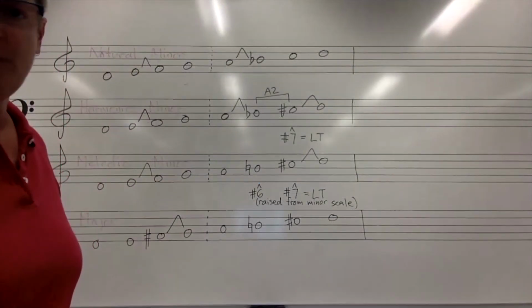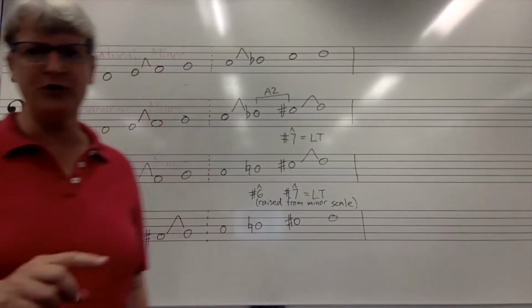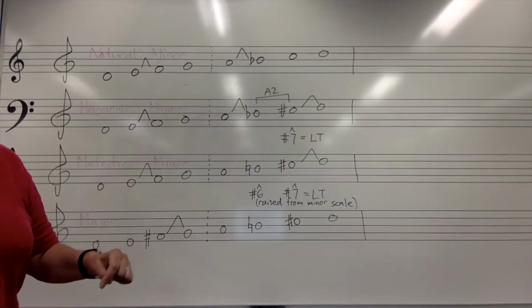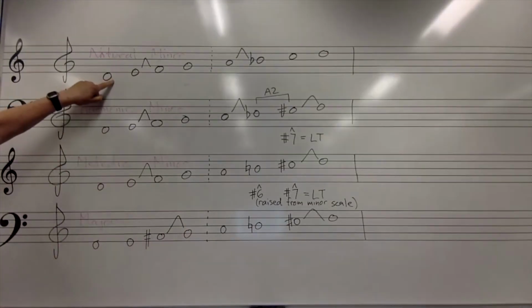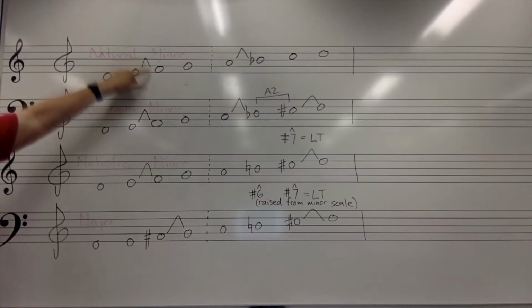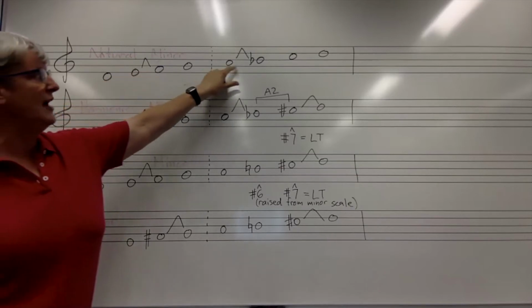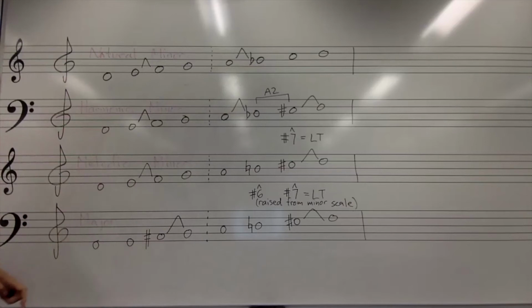I've put up on the board here 4 scales, all starting on D. And these are mostly the scales that we've been talking about. Here's the natural minor scale. And I've used this little bent line to show where the half steps are. So the half steps are between 2 and 3 and between 5 and 6. That's the natural minor scale.